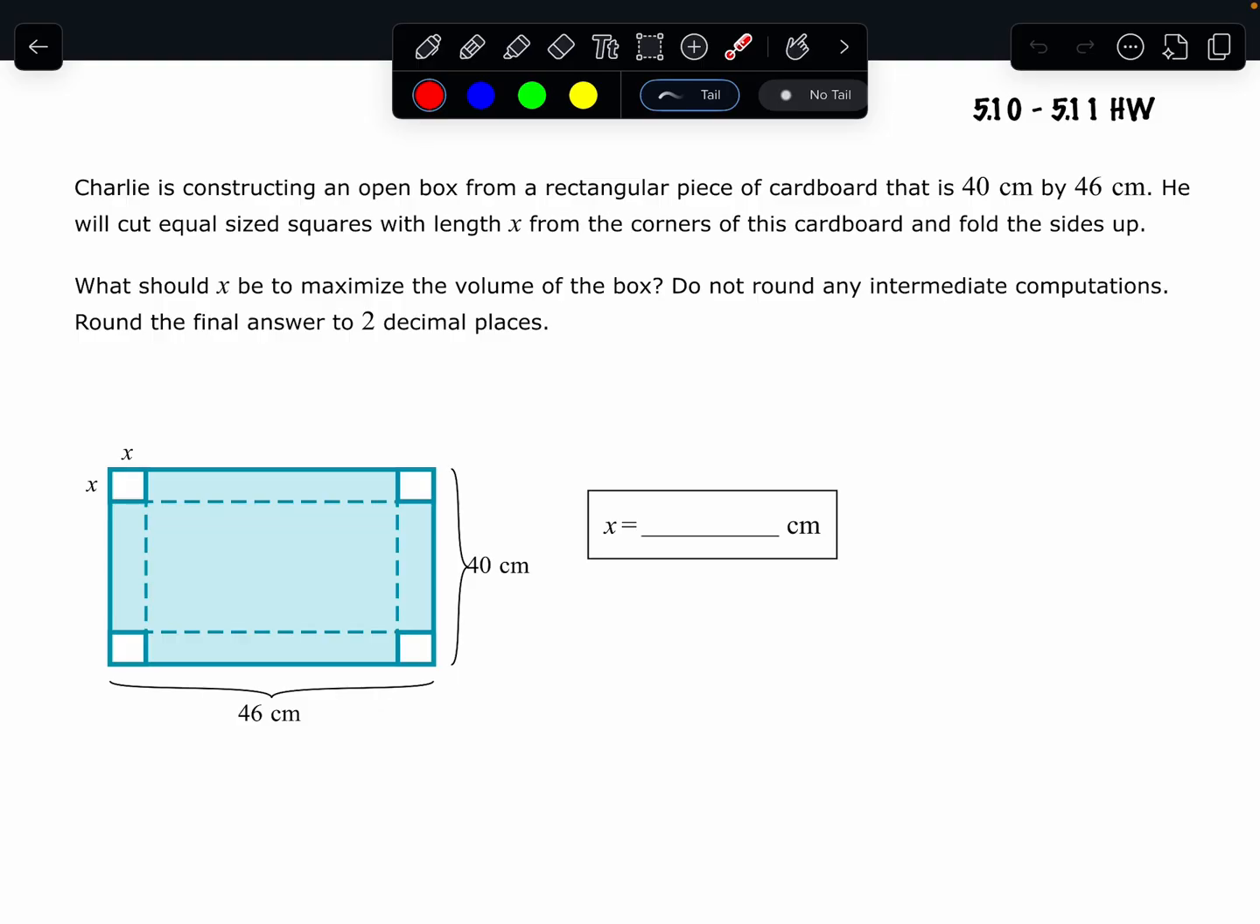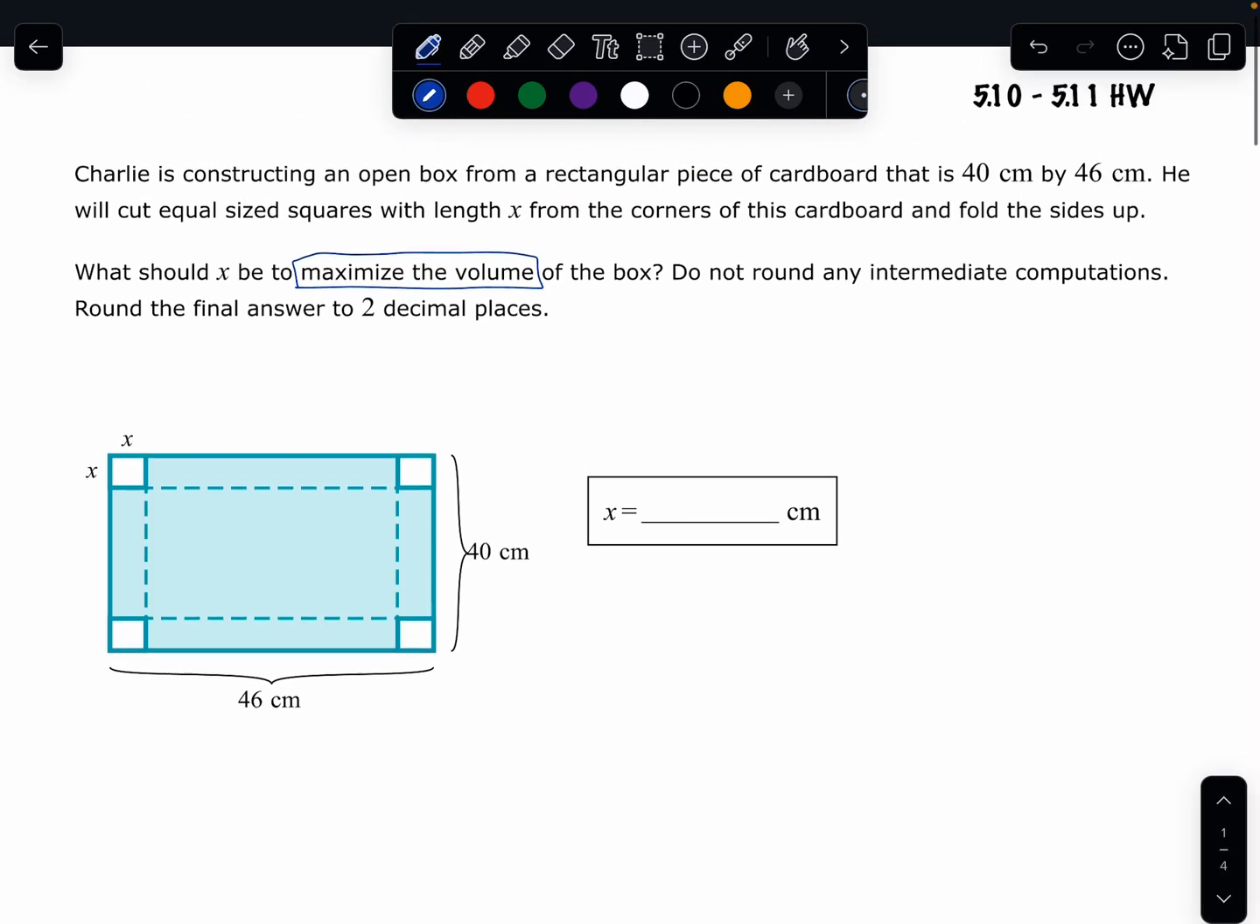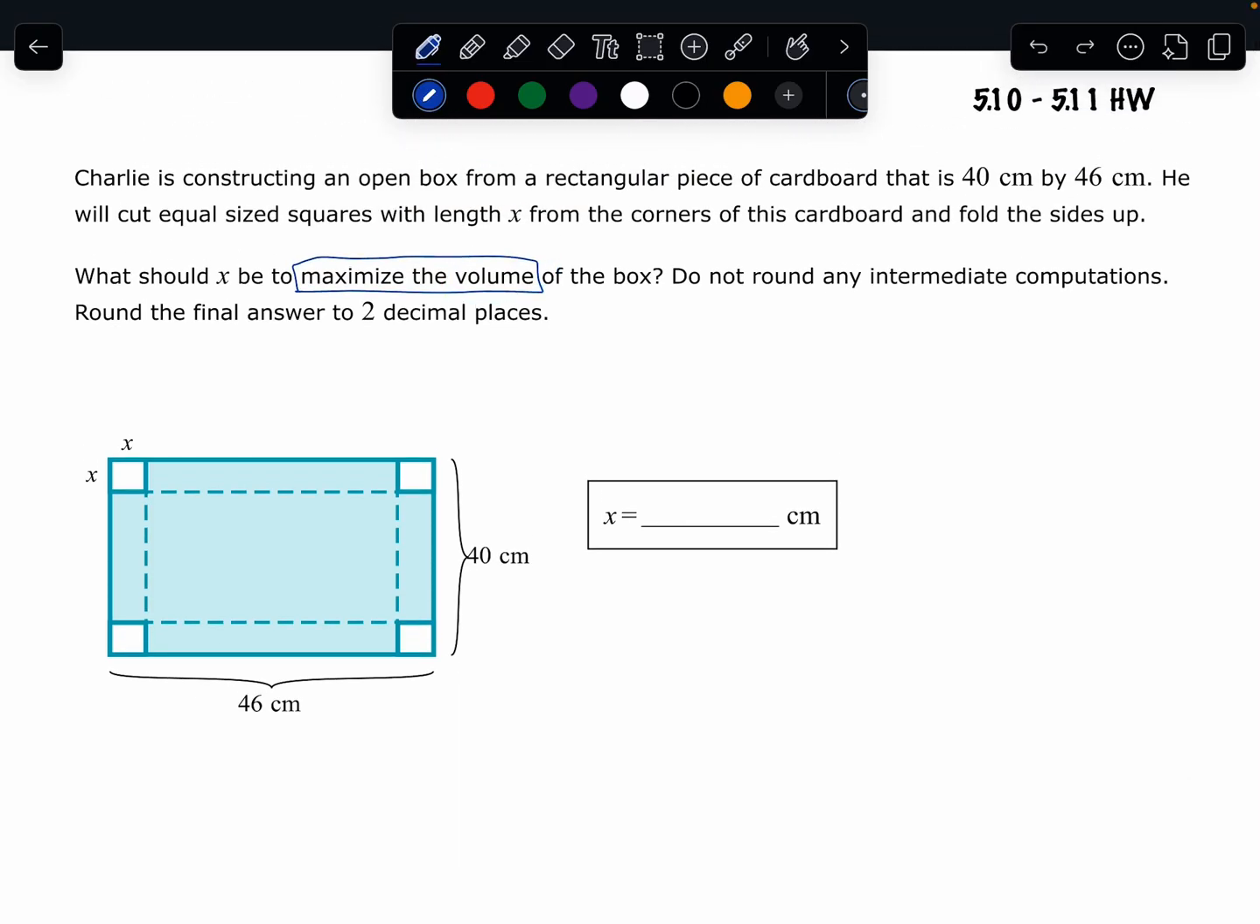So this is an example of optimization. You're trying to maximize something, so it's always important to know what you want to maximize. Keep this in mind, because basically what we're going to try and do is make a function of volume. If you can start there, it's actually really cool, because then you can start building out what you know. So what do I know about the volume of a cardboard box? The volume of a box is length times width times height.